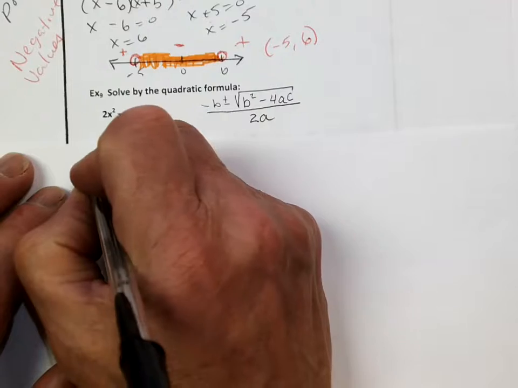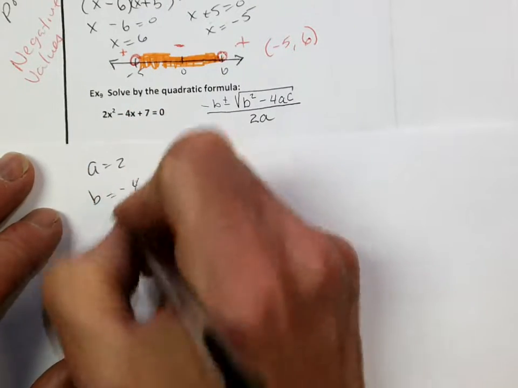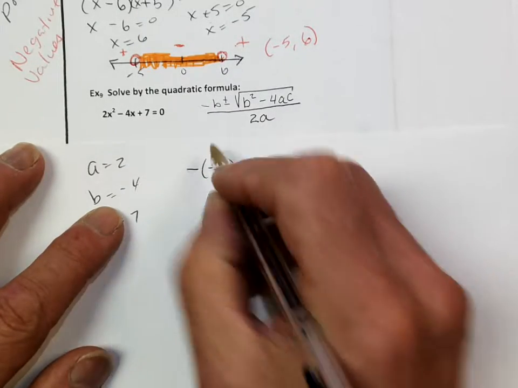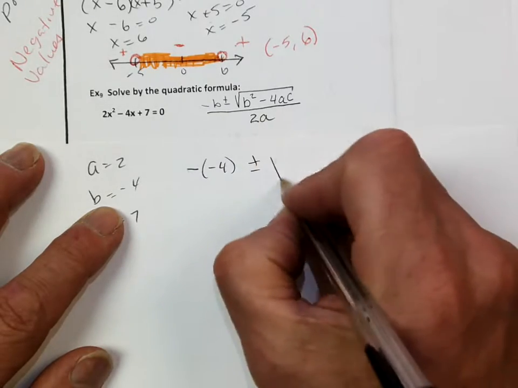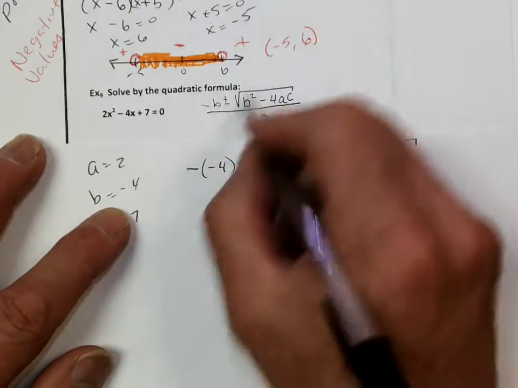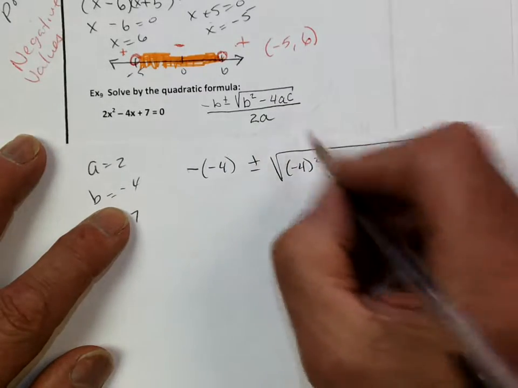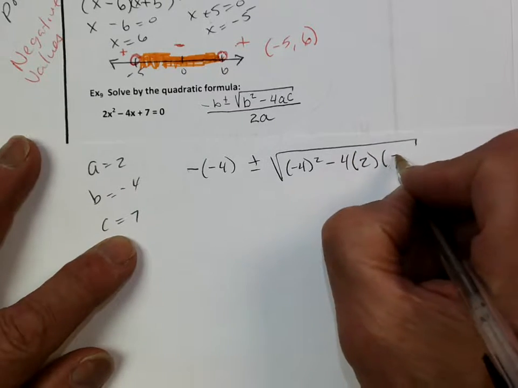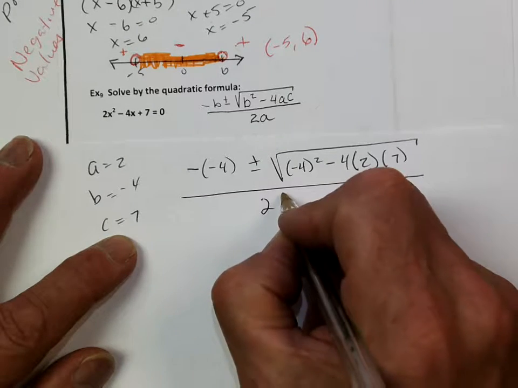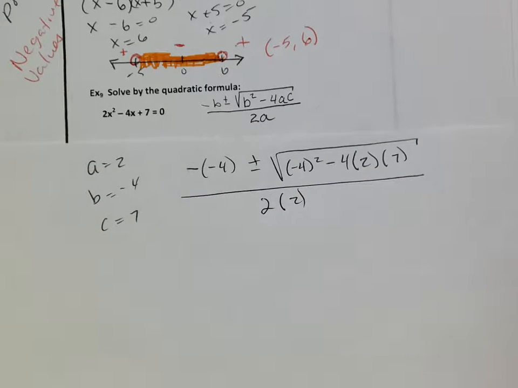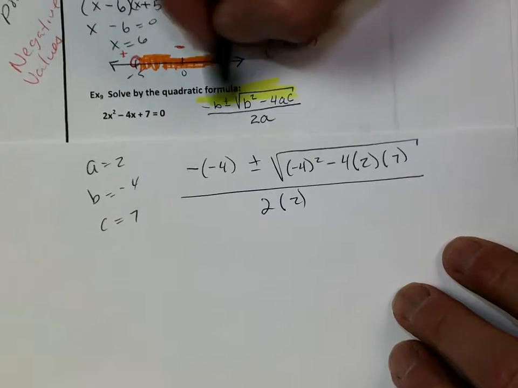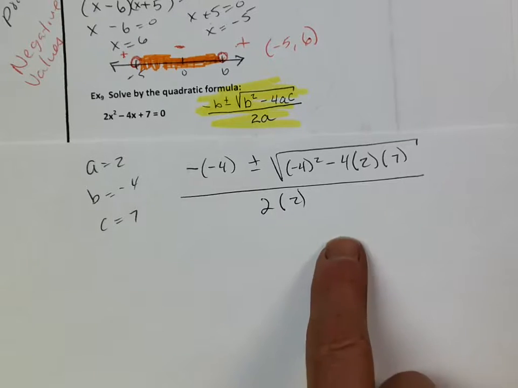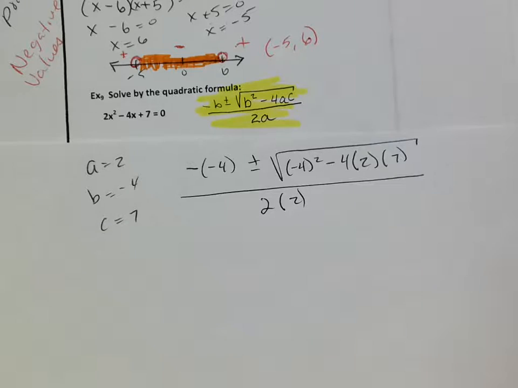So, A is 2, B is negative 4, and C is 7. Let's plug it in. Negative 4, because I'm using the quadratic formula right there, plus or minus the square root of b, which is negative 4 squared, minus 4 times a, and a is 2, times c, which is 7, all over 2 times a, and a is 2. Okay, so plug the numbers in. Here's my quadratic formula: negative b plus or minus the square root of b squared minus 4ac, all over 2a. So plug the numbers in, just like I did.